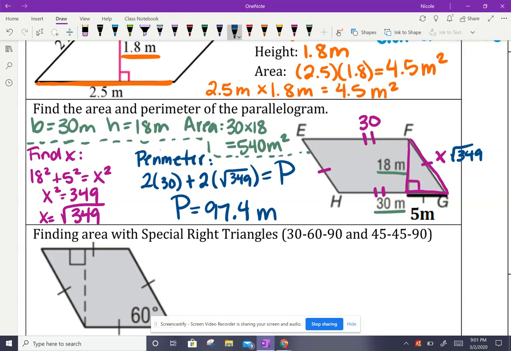And for perimeter, we're not multiplying the units of measure. So it does not get meters squared. You're just adding units of measure together. You're not multiplying. So it's just 97.4 meters.